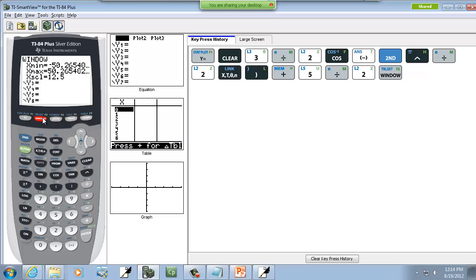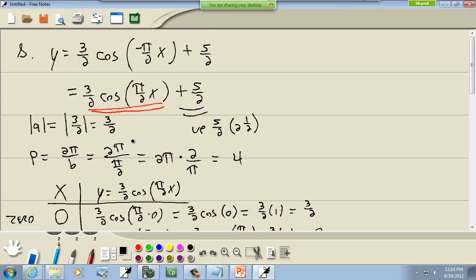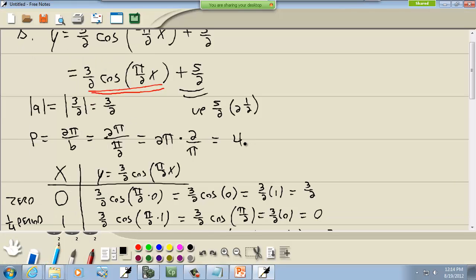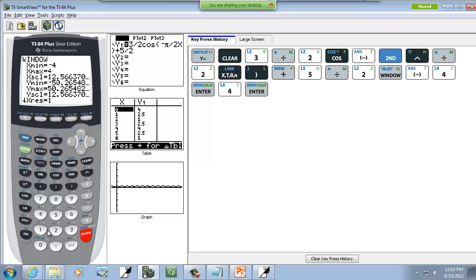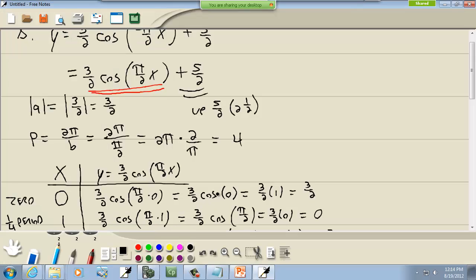And I'm going to go to my window setting. And now you see, look down here. See how bizarre that is? So if you don't change your window setting, you just get weird answers. We said that our period was 4. So I'm going to go from -4 to 4. So -4, enter, 4, enter. And I think it went by ones, if I remember right. So do 1, enter. Now our y min and our y max. This is a little harder. For our amplitude is 3/2, it goes from -3/2 to +3/2.